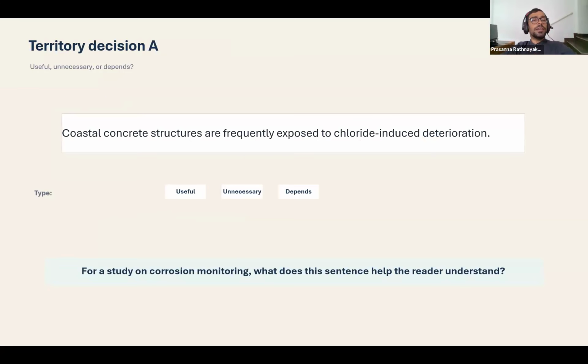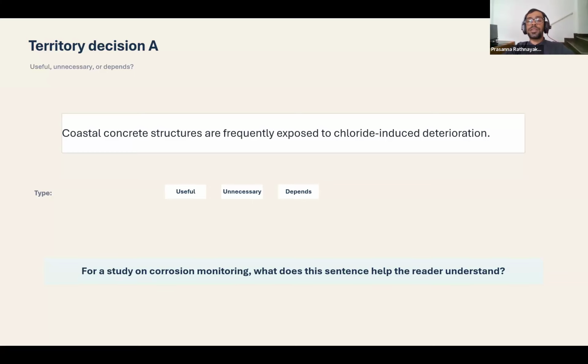So we are going to make a territory decision. Useful, unnecessary, or depends. Let us try the first territory decision. Look at the sentence: Coastal concrete structures are frequently exposed to chloride-induced deterioration. For a study on corrosion monitoring, would you mark this as useful or unnecessary or depends?